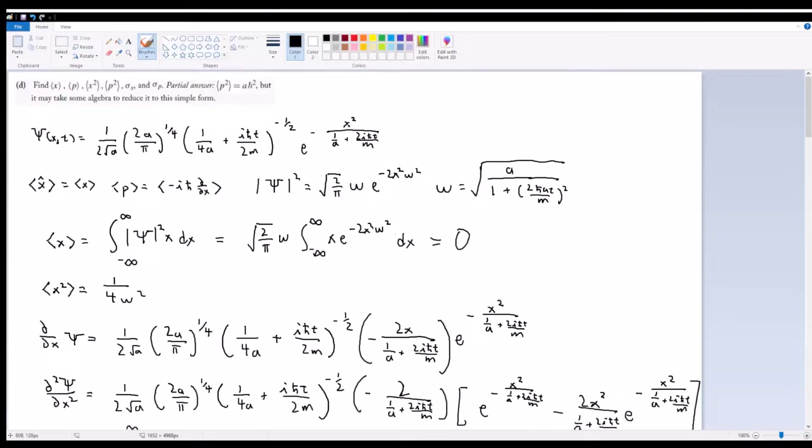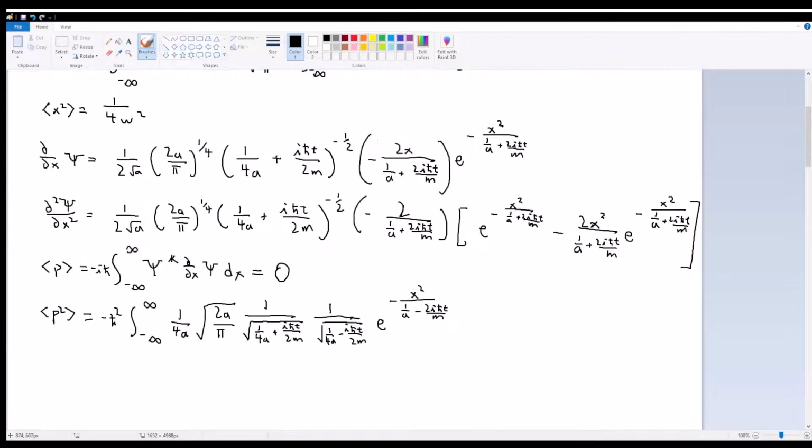Is that correct? 2i h bar t over m, yeah. And then multiplied by the second derivative of psi with respect to x squared dx. Well, actually, this isn't entirely right because we've already sort of multiplied all of these front terms. So let's just call it psi with an overline to represent the fact that we've already included everything here up to here. So what's that going to give us?